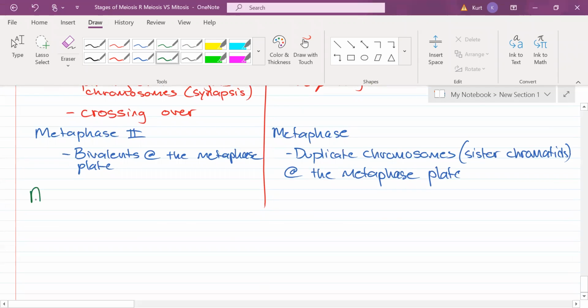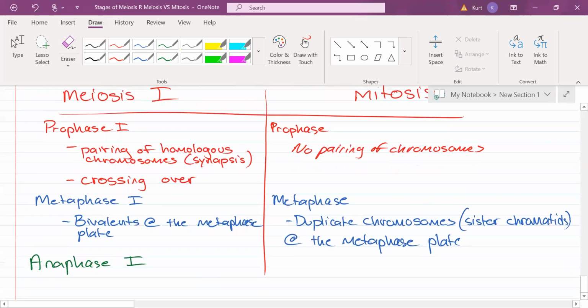All right, anaphase 2, or excuse me, anaphase 1. I don't know why I keep doing that. And I did it above, didn't I? I don't know what's going on. Did I do it on? Okay.